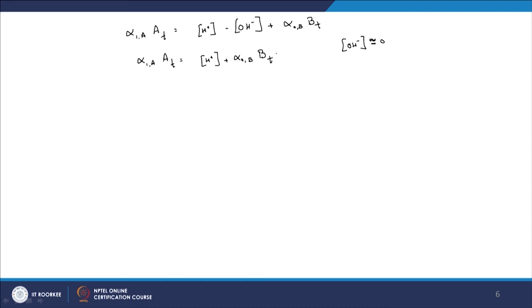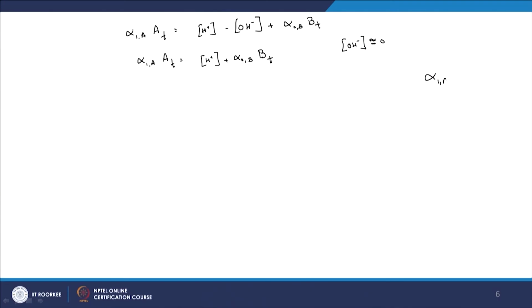So let us try to simplify this further now. We know that we are going to use a strong acid. So what does that mean? At almost all practical ranges of pH, it is going to dissociate, staying in its deprotonated form. So what does that tell you about alpha naught and alpha 1? Alpha naught is going to be equal to 0 or nearer to 0, and alpha 1 is going to be 1.